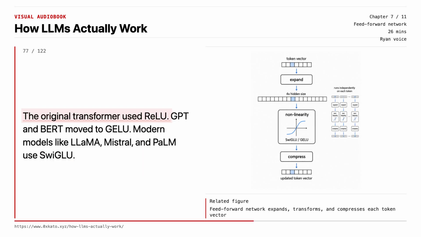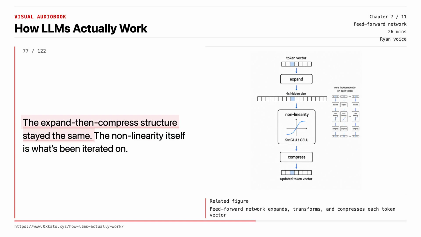matrix multiplication. The original transformer used ReLU. GPT and BERT moved to GELU. Modern models like Llama, Mistral, and PaLM use SwiGLU. The expand then compress structure stayed the same. The nonlinearity itself is what's been iterated on.